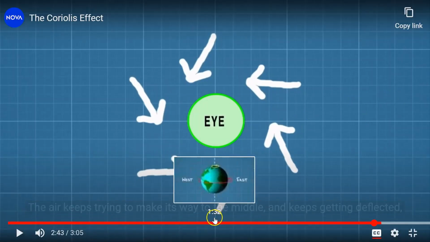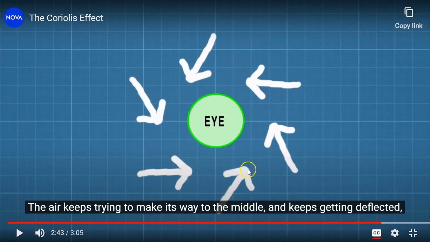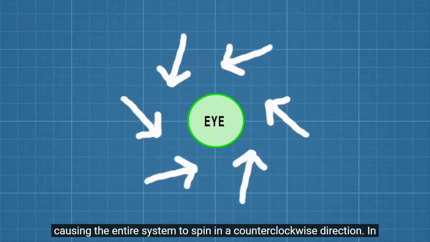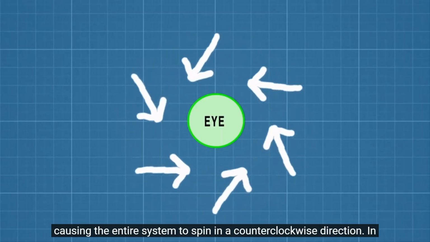Remember that airplane that was flying from Texas to the north? It was deflected to the right, so that's this bottom arrow. Now if you go to the south, you're going to be deflected to the left, and the same happens for the other arrows. So if you look at all these arrows, now what do you have? Now you have a rotation. Its way to the middle, it keeps getting deflected, causing the entire system to spin in a counterclockwise direction.